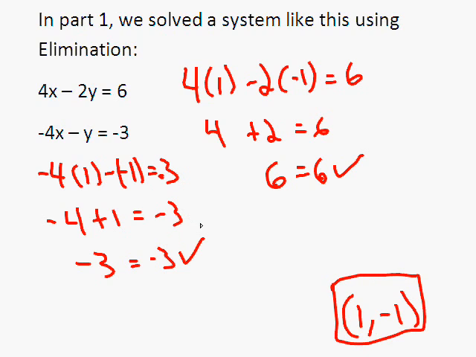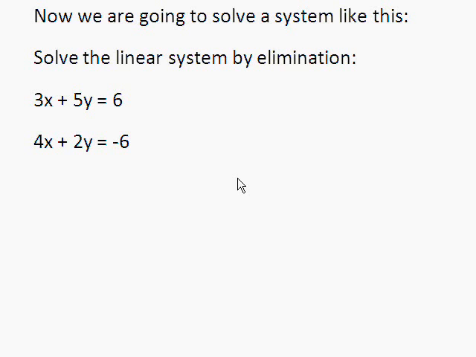So what allowed us to do this was that the x terms canceled each other out. One of them was a positive 4x, the other one was a negative 4x. Let's take a look at another new type of problem which will require us to do something slightly different in order to work out a problem by elimination. Now we're going to solve a linear system that looks like this using elimination.